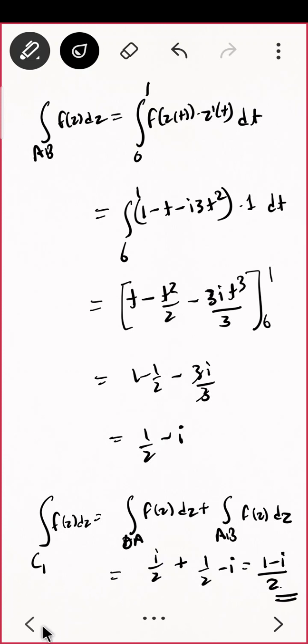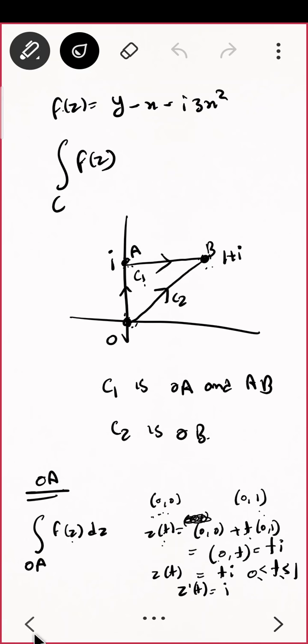Yes, I hope it is clear to you. If it is not, I'll repeat it once again for you. अभी तक हमने क्या सॉल्व किया? OA सॉल्व किया, AB सॉल्व किया. So integral over C1 मिल गया अपने को. C1 क्या था? OA and AB.